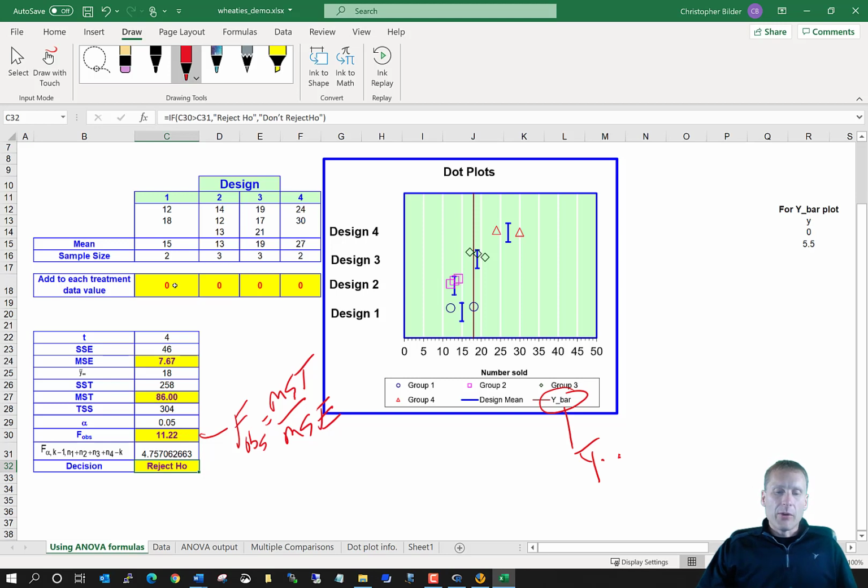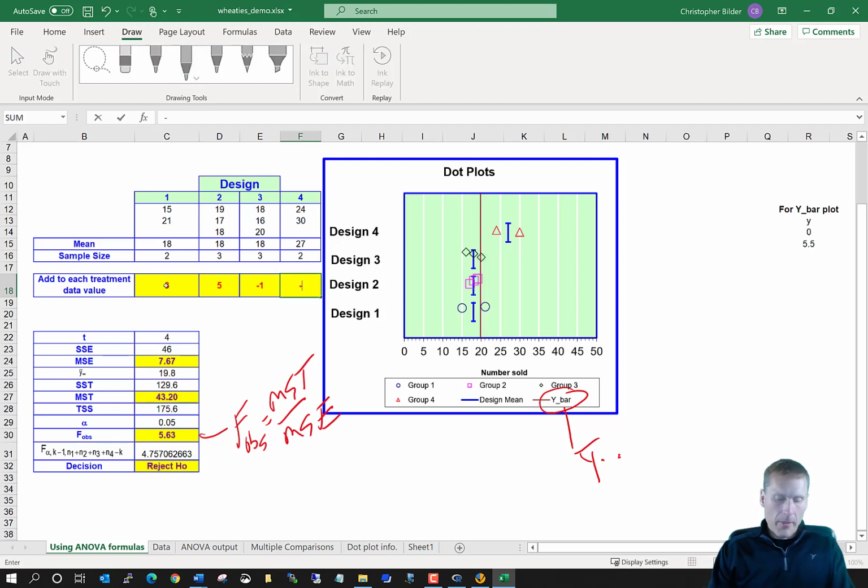Okay, so now I can come up here to this set of cells in this table. And next to it, I have add to each treatment value. So if I were to add 3 to each treatment value, look what happens to all the design 1 values. They increase by 3. Notice now the sample mean is 18. I'm going to do that for design 2 as well, but I'm going to add 5 to it. For design 3, I'm going to subtract 1. And for design type 4, I'm going to subtract 9.